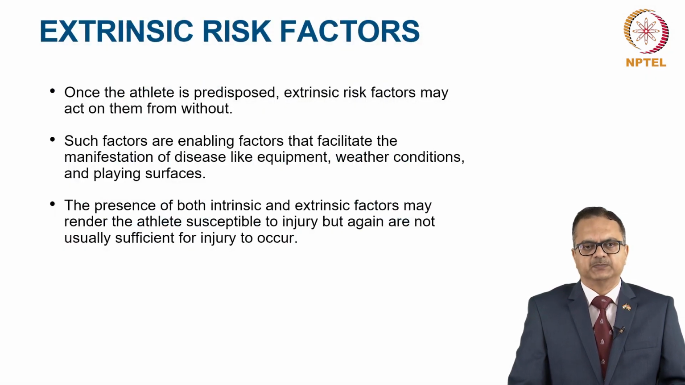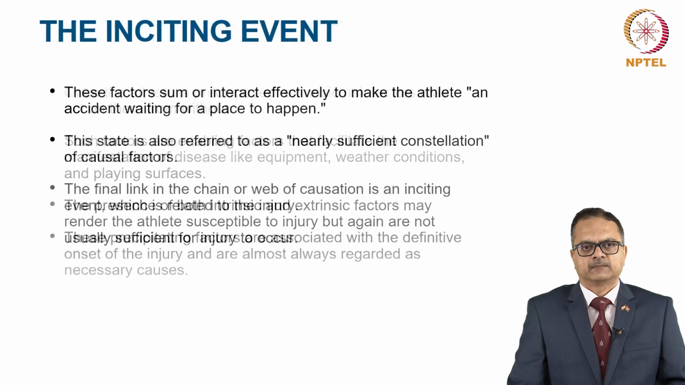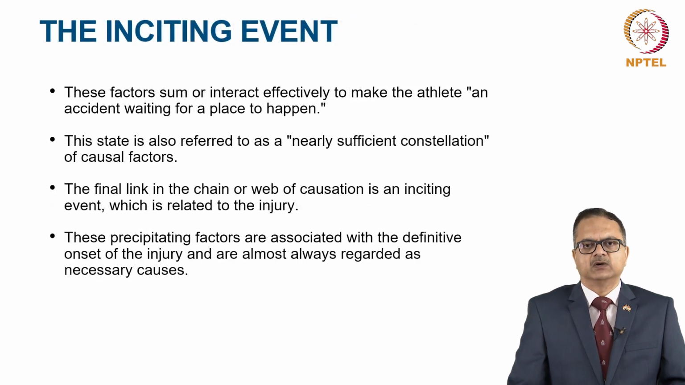Once the athlete is predisposed, extrinsic risk factors may act on them from outside. Such factors are the enabling factors that facilitate the manifestation of disease, such as equipment, weather conditions, and playing surfaces. The presence of intrinsic and extrinsic risk factors may render the athlete susceptible to injury, but again is not usually sufficient for injury to occur. You need something called an inciting event for that.